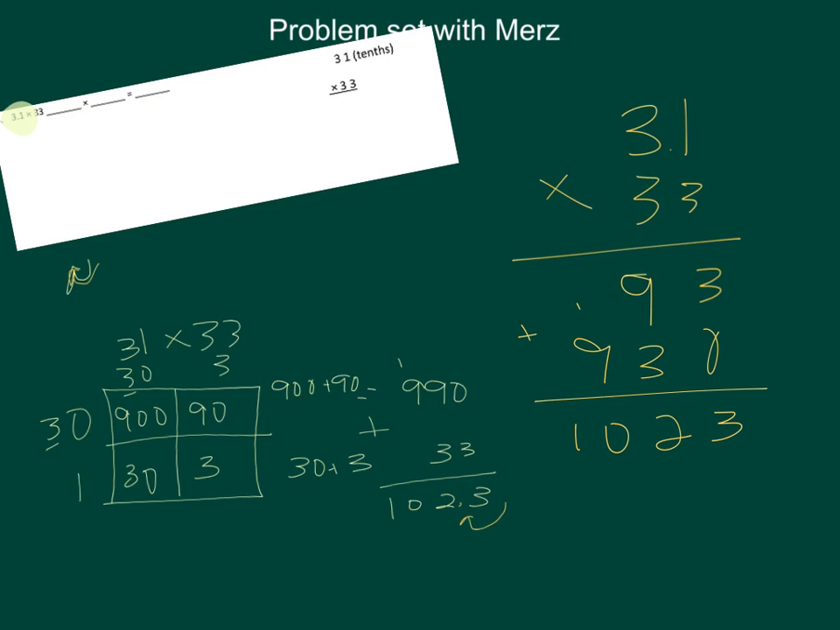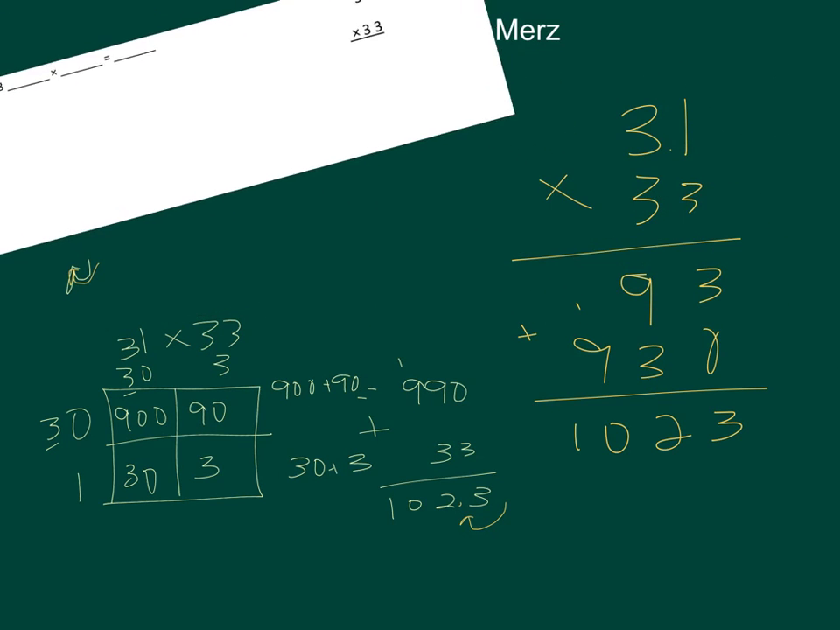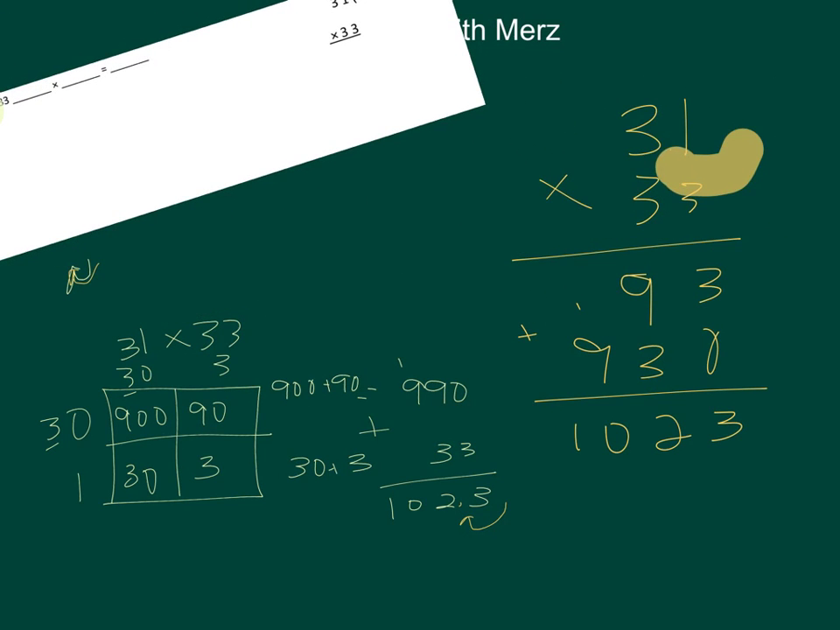Looking good. 1, 0, 2, 3. Looks good to me. Same answer. We're going to go ahead and add back in our decimal point. In the problem, it is 1 hop over. In my answer, it is 1 hop over. Place it in there. We're looking pretty good, boys and girls.